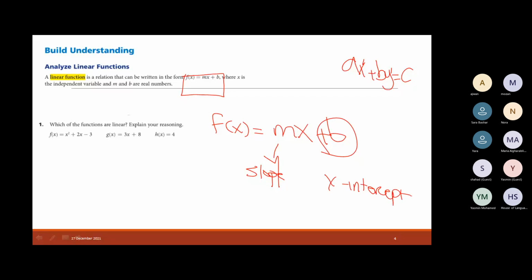So the slope times x plus b. This is the linear function. Why is it linear? Because the degree of x is 1.